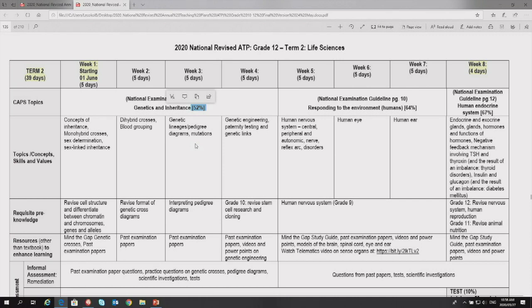It's a curriculum coverage figure that you don't have to look at or pay any attention to currently. We will explain that later on. So genetics and inheritance up till week 4 of term 2, the new term 2. Then responding to the environment, human nervous system, week 5, 6, 7.